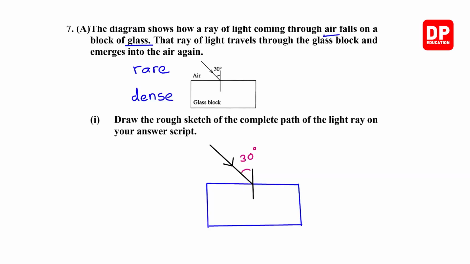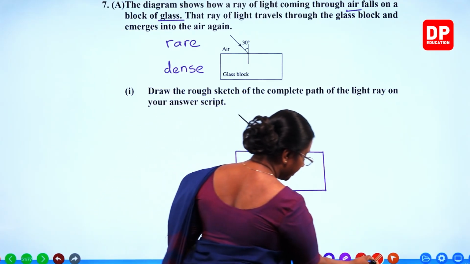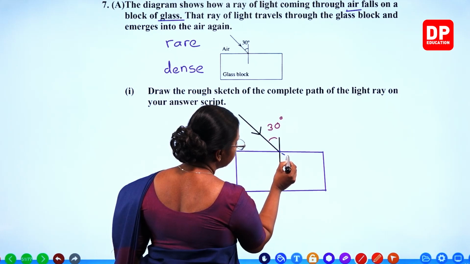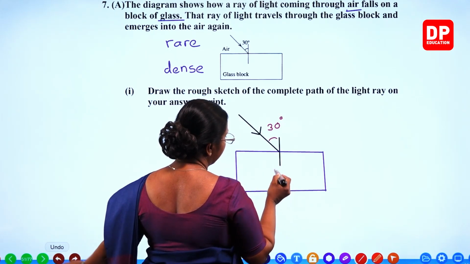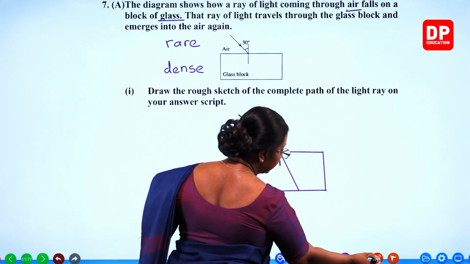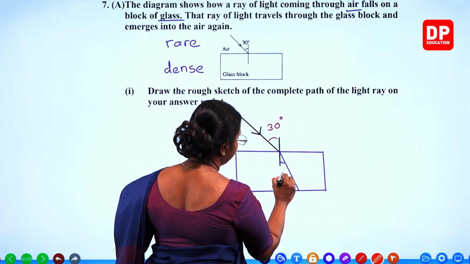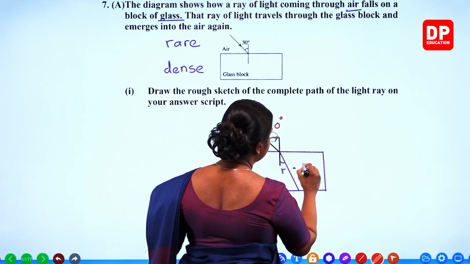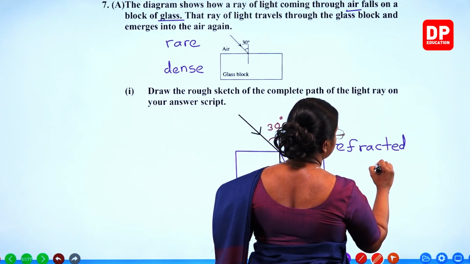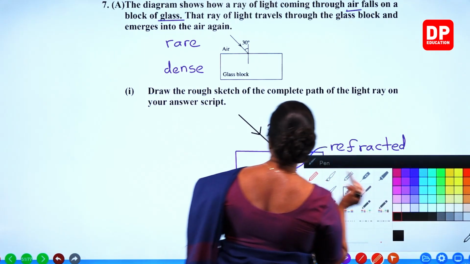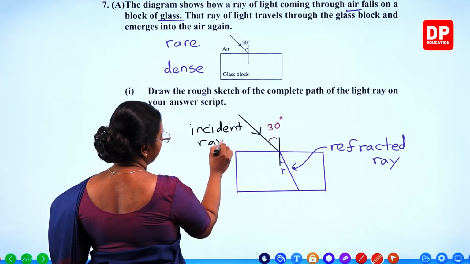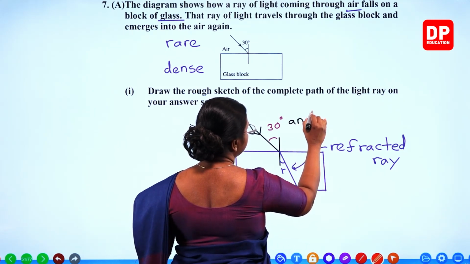Now I'll just use different colors so that it's easy for you all to observe it. So here you will see, instead of the light ray going this way, what will happen is it will refract towards the normal. And that angle will be the angle of refraction, R. So this is going to be the refracted ray. Here this is the incident ray. And this is the angle of incidence.